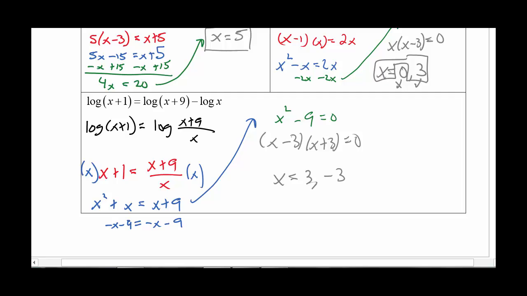All right, so let's check it and make sure they don't violate domain restrictions. So 3 plus 1 is 4, we're good. 3 plus 9 is 12, we're good. And so 3 works, 3 is fine. Negative 3 plus 1 is negative 2, does not work. So negative 3 doesn't get to come, but positive 3 does.